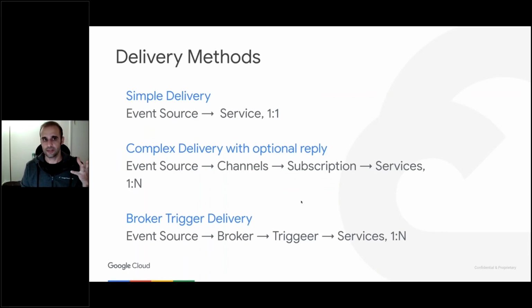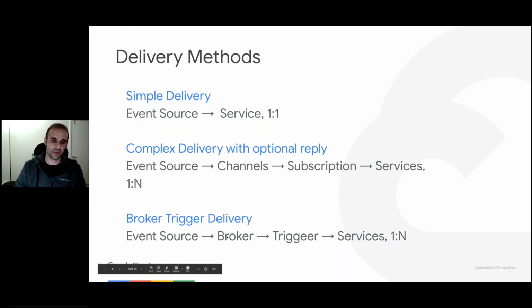Now I want to talk about the different ways of getting events to your services, and then I want to show you the demo, and then we will wrap up at that point. So there are a few different delivery methods in Knative. I call them the simple way, the complex way, and the broker and trigger way.